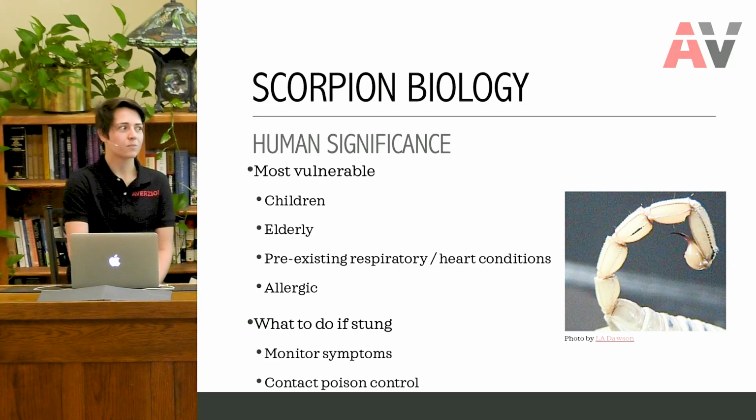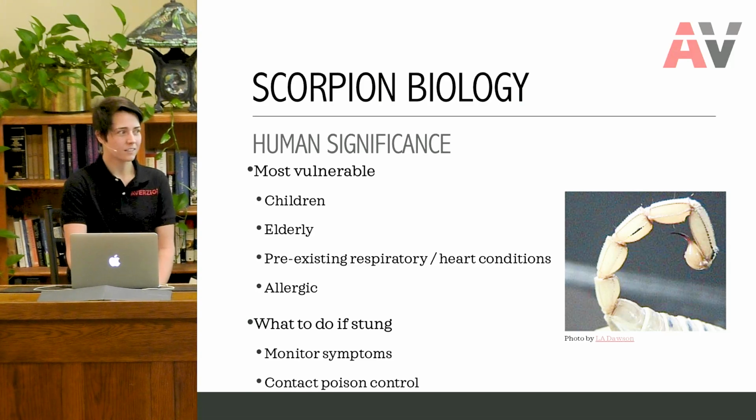So like I said, the most vulnerable populations are going to be young children, anywhere from infants to 9 years old is going to be particularly at risk for these dangerous symptoms if they're stung. Elderly, people with pre-existing respiratory and heart conditions, so going back to that difficulty breathing as well as the increased heart rate, those are going to be very dangerous for someone who is stung by a scorpion. And then again, if you're allergic, that can also be extremely dangerous.